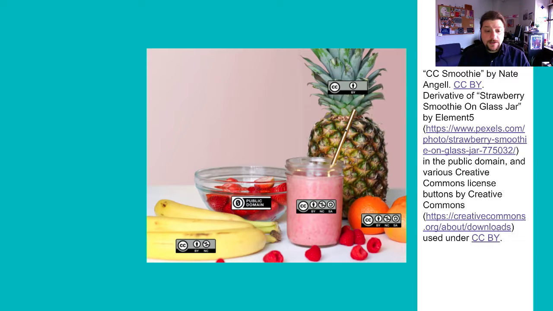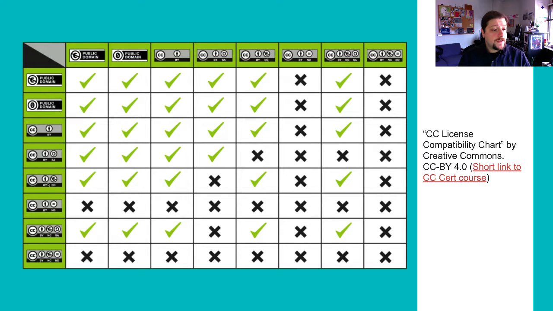Let's say we wanted to do a different remix, let's say bananas and oranges, attribution, non-commercial, and attribution, non-commercial, share alike. So attribution, non-commercial, and across to non-commercial. Yep, they are indeed compatible. Excellent.